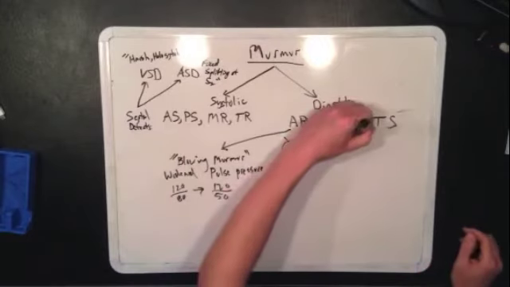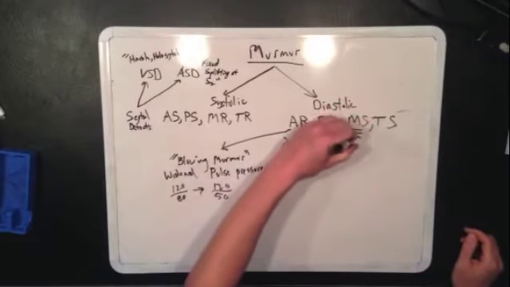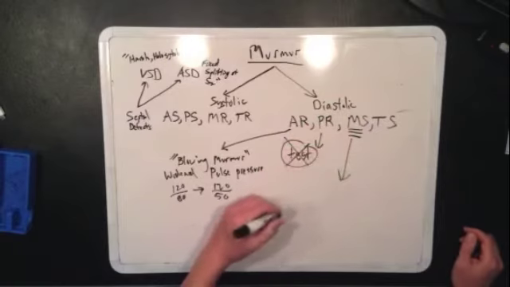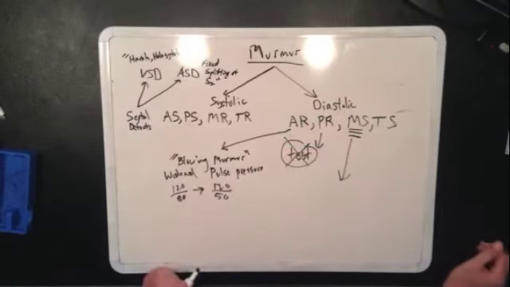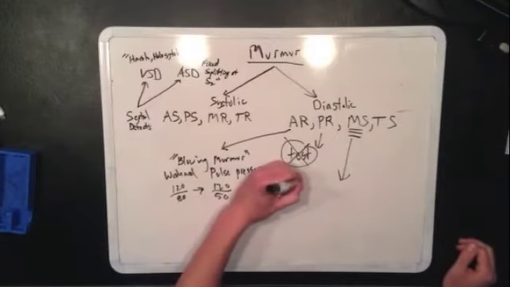Mitral stenosis. This is totally testable and will be on your test most likely. Mitral stenosis, the main thing that will give this away on the test is this opening snap.